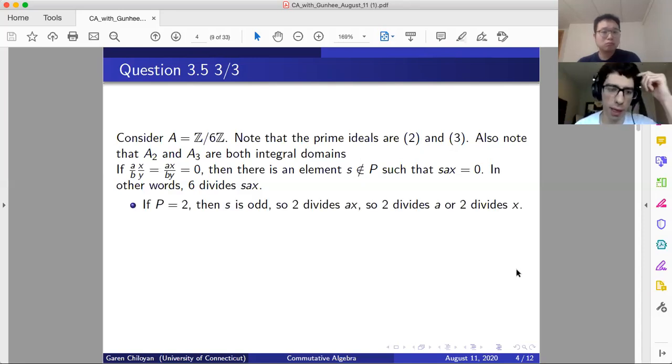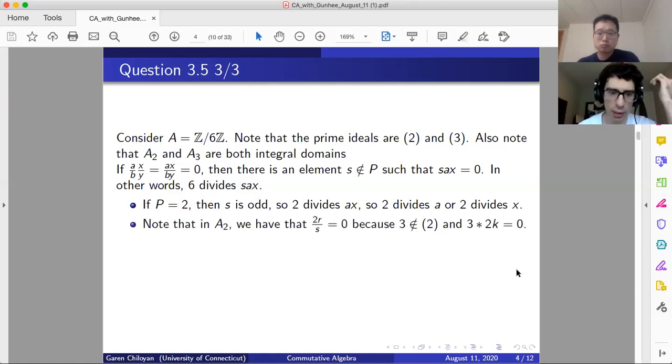If you have the prime at 2, then the fact that S is not in P means that S is odd, not even. So if 2 divides SAX, that means 2 must divide AX. That means either A is even or X is even, but that doesn't matter because if you have any fraction with an even numerator, then 3 times that fraction gets you 0. But that means that the fraction itself was 0 to begin with.